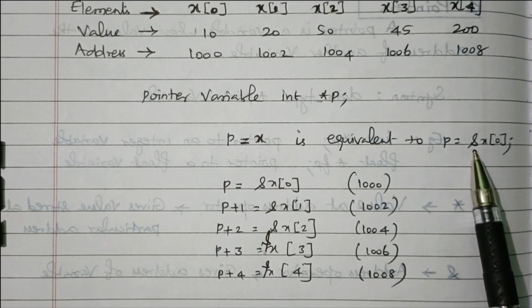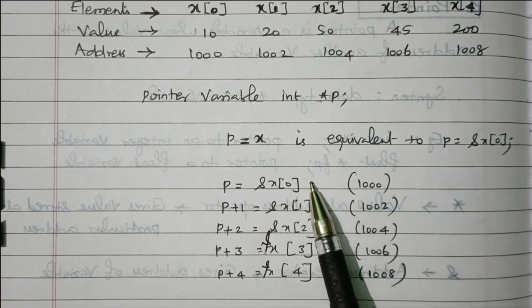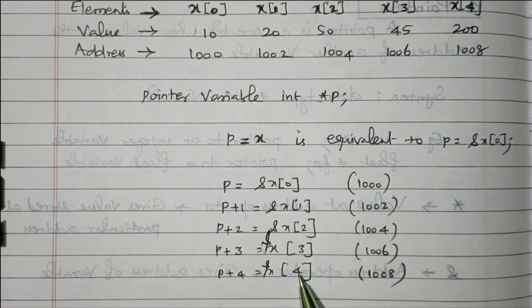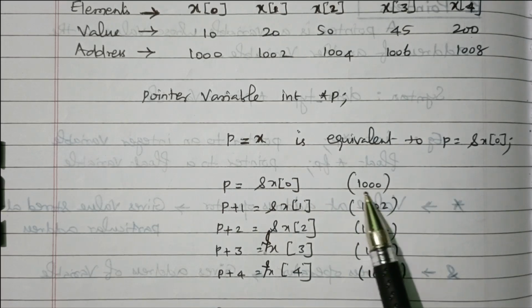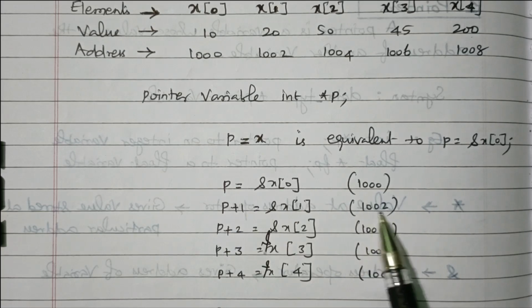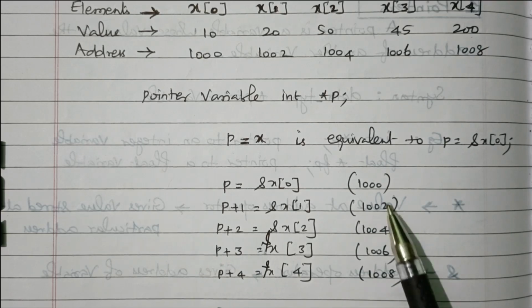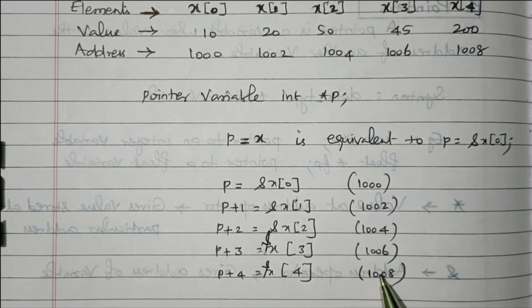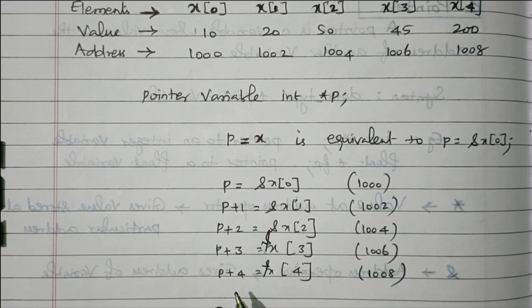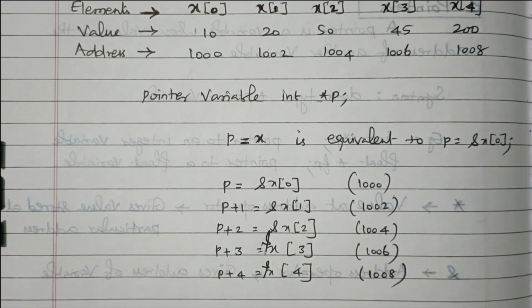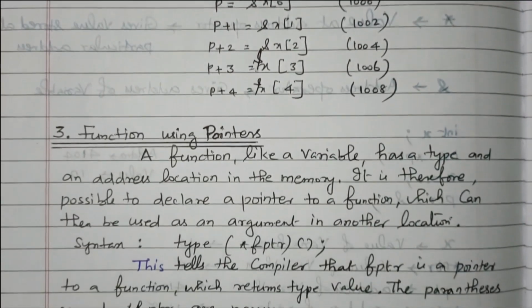p equal to address of x[0] refers from x[0] to x[4]. That is, these addresses are all stored in the pointer. 1000 will be stored in p, 1002 will be stored in p plus 1, 1004 will be stored in p plus 2, 1006 will be stored in p plus 3, 1008 will be stored in p plus 4. Right? A set of data, a set of addresses stored in the pointer one by one. Right. Now we'll see functions with pointers.